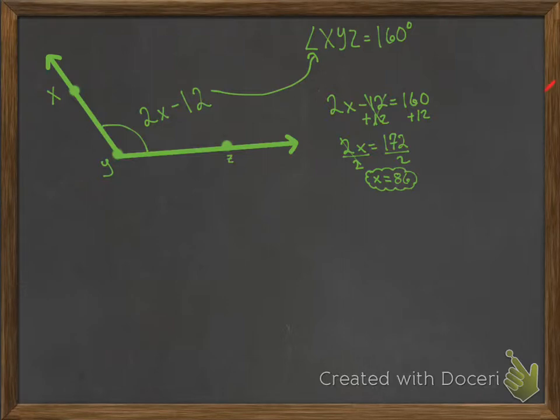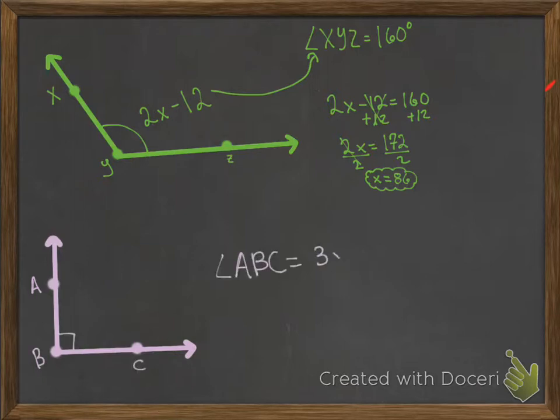If you have another example that looks like this, angle ABC equals 3x minus 30, you might say, well, I don't have enough information to solve that. I don't know another thing ABC is equal to. Well, yes, you do. You have that box in the bottom left corner, so you know it must be a 90-degree angle.